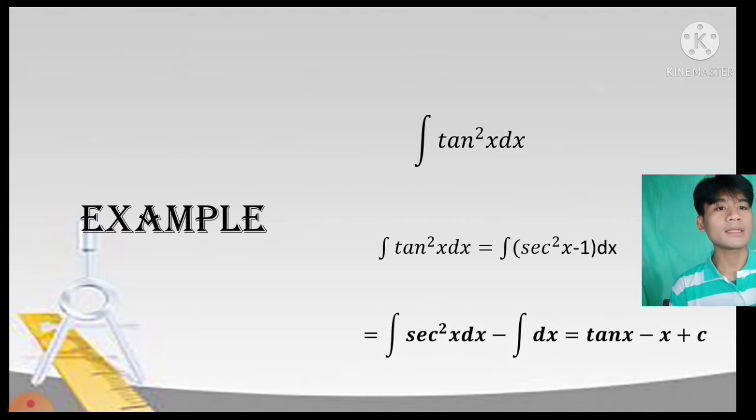And then we apply the distribution of signs. So we come up with the integral of secant squared x dx minus the integral of dx, which is equal to tangent x minus x plus c, since the value of the integral of secant squared x dx is tangent x and the integral of dx is x. So we come up with tangent x minus x plus c.